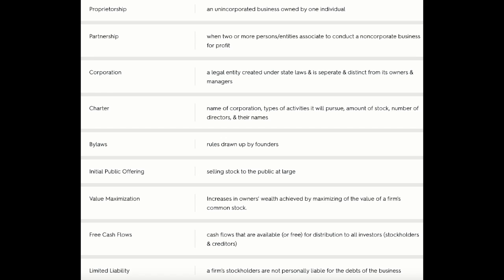Maximizing the value of the firm should be the primary objective of corporations. Value maximization means increases in owners' wealth achieved by maximizing the value of the firm's common stock. Free cash flows, FCF, are the cash flows that are available for distribution to all of the firm's investors, stockholders, and creditors after the firm pays expenses, pays its taxes, and makes the necessary investments to support growth.